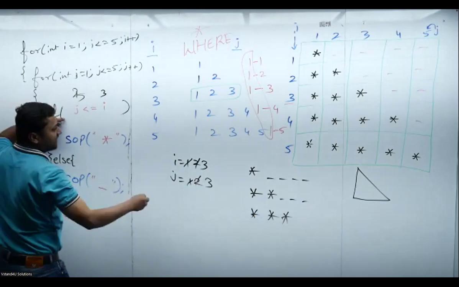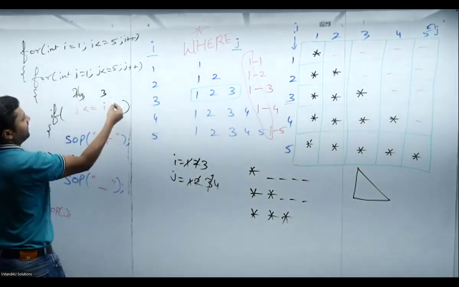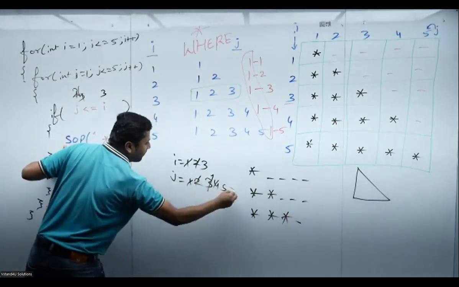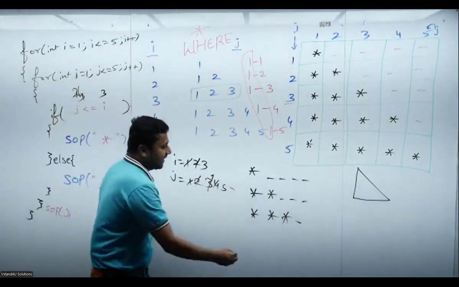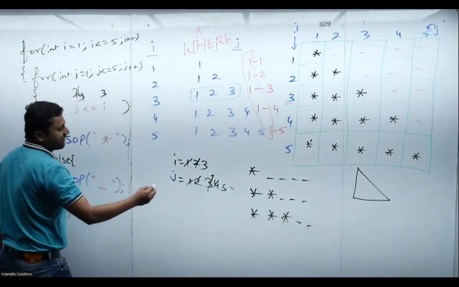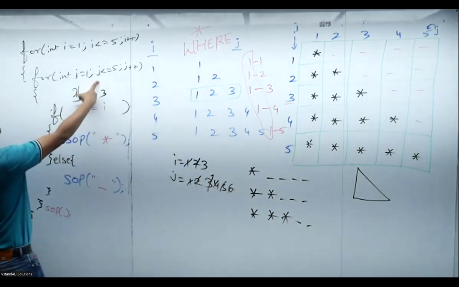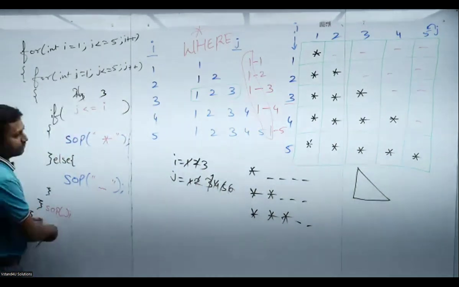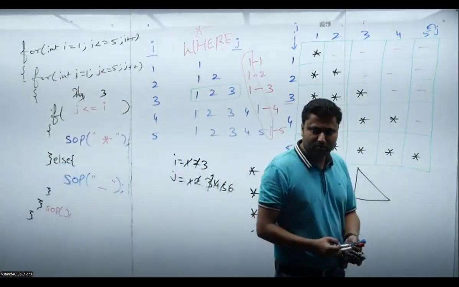After this, j has been incremented to 4, 4 less than or equal to 3. Then print. Okay, sir. Once again, j has been incremented to 5, 5 less than or equal to 3. Then print. Once again, j has been incremented, then loop condition failed. Agree? Step out of the inner loop. Come to the rest. You do the rest yourself now.